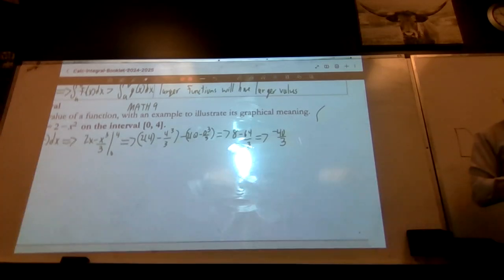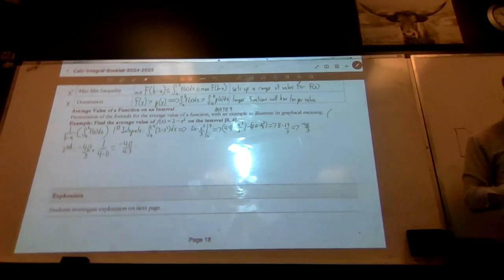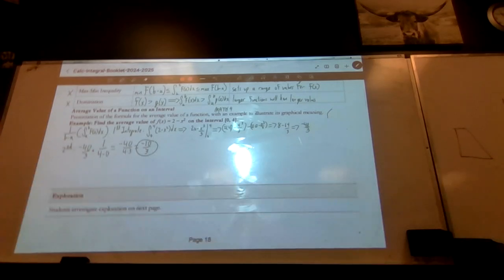Then what I'm going to do is take negative 40. The second step is take negative 40 over 3 and multiply that by (1 over 4 minus 0), which is going to equal negative 40 over 4 times 3, which is going to equal negative 10 over 3. So what is the average y value on this interval going to equal? Negative 10/3. That's like the middle point, which is strange to think about.